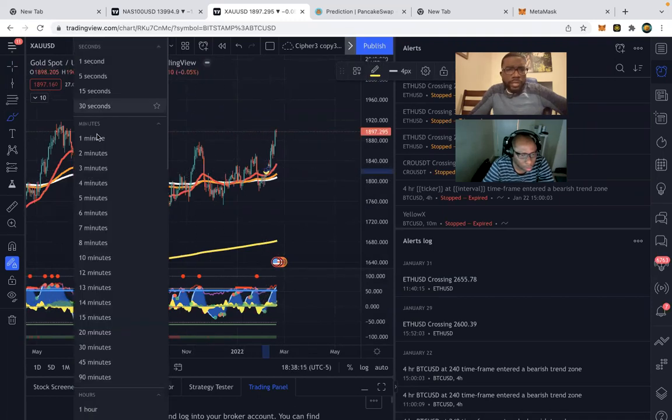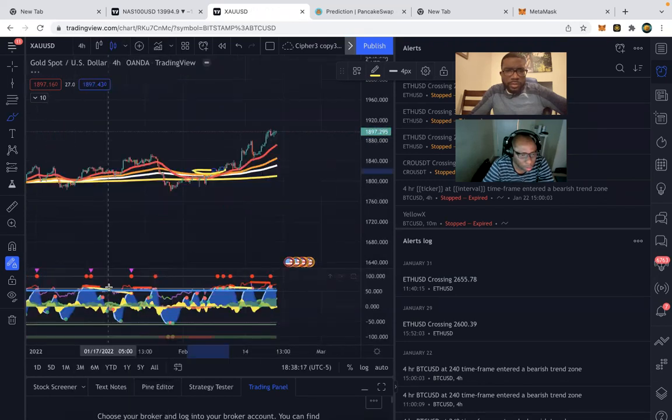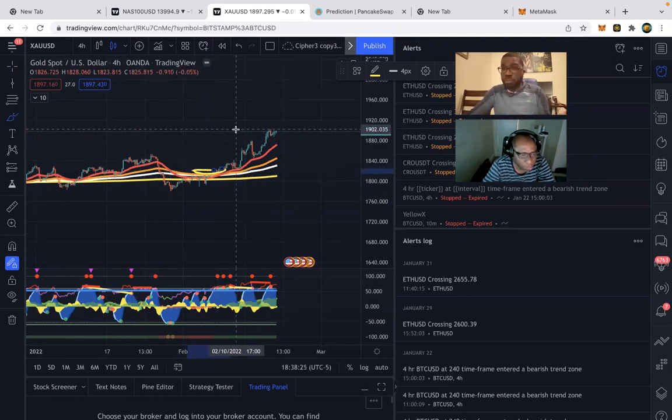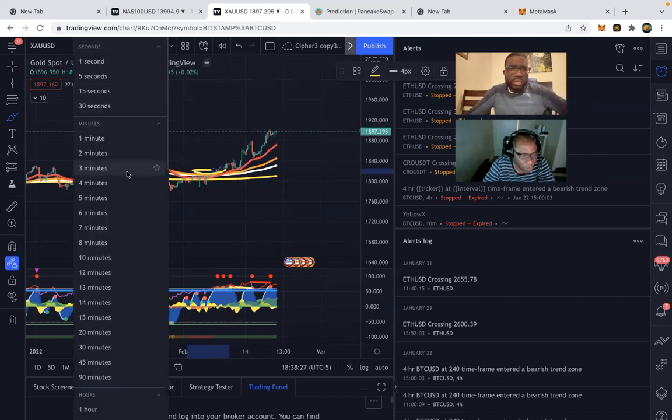Let's see where we can find this here. Boom. You just want to see, okay, wow, it matches the day chart. And this was a big move on gold, 1819 to 19. Oh yeah, that was huge.